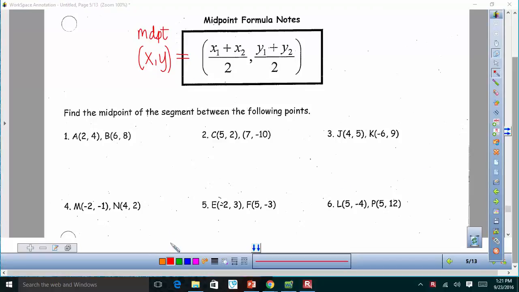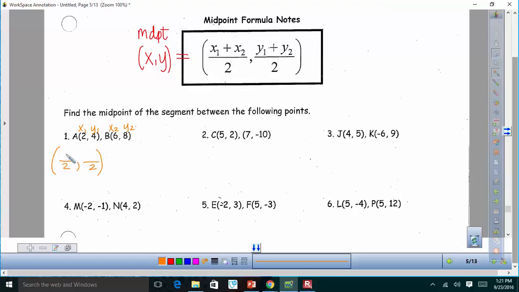So let's look at our first example. If I'm given 2 points, what do I want to do to those 2 points? Label them. So I'm going to label x1, y1, x2, y2. I'm going to draw my parentheses. I'm going to draw a division bar with 2 in the denominator, another division bar with a 2 in the denominator, and close my parentheses.